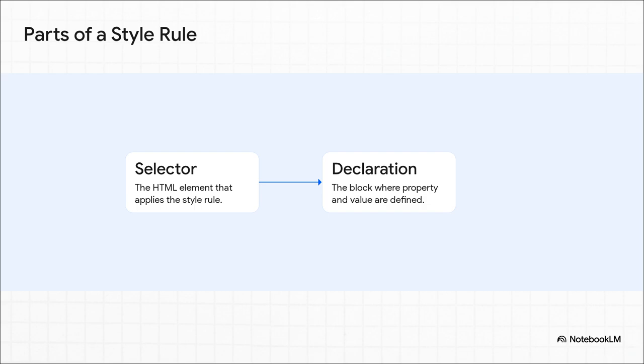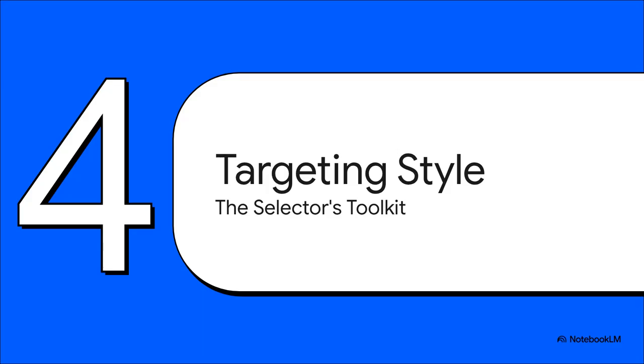Simple as that. All right, now let's zoom in on what I think is the most powerful part of that rule, the selector. See, a good designer needs different tools for different jobs, right? You wouldn't use a tiny little artist brush to paint an entire wall. Selectors are that toolkit. They let a designer target exactly what they want to style, from the entire page all the way down to a single word.